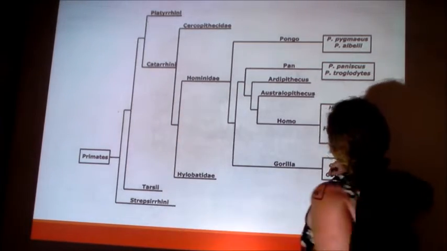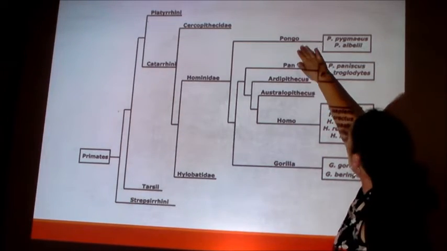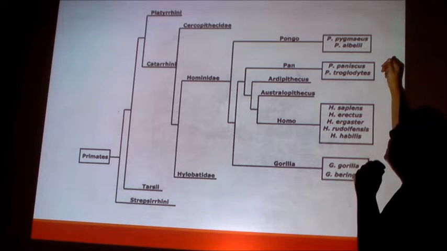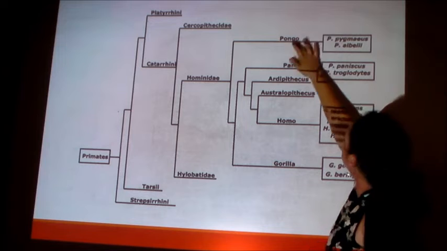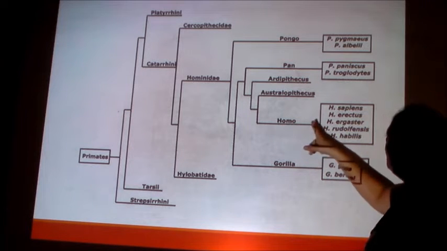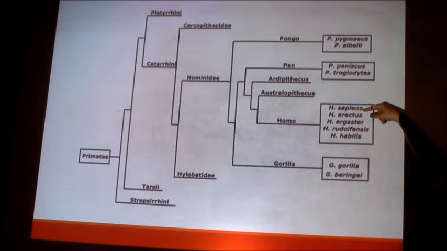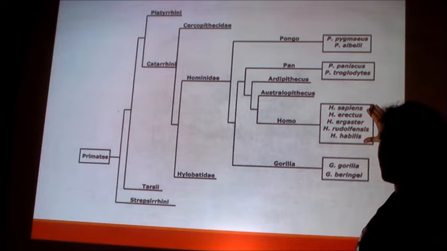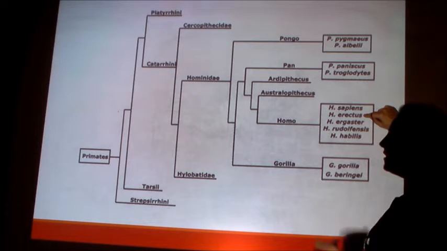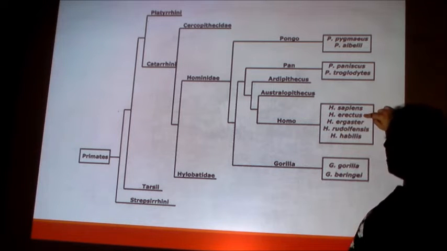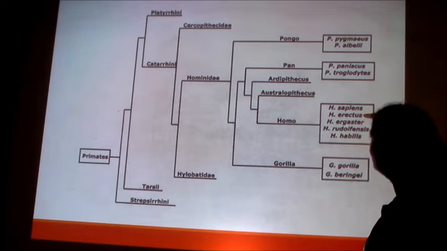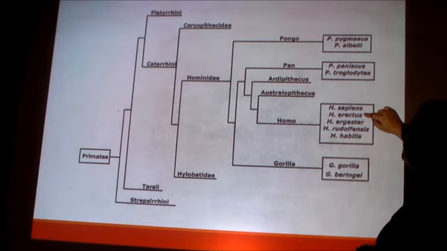Okay, so now here we have genus Pongo. So Pongo pygmaeus. Pygmaeus is the species, genus and species. Then Pan troglodytes, Homo sapiens, and then there's a lot of Homo species that have gone extinct. So Homo sapiens, that's us. Homo erectus, that's the first creature to evolve a pelvis that allowed him to stand upright instead of on all fours. So erectus, standing up.